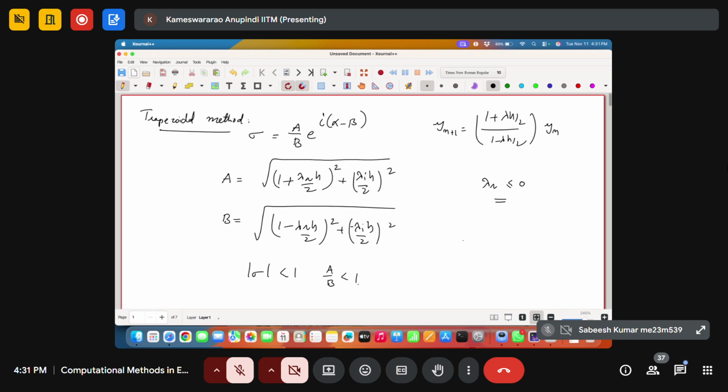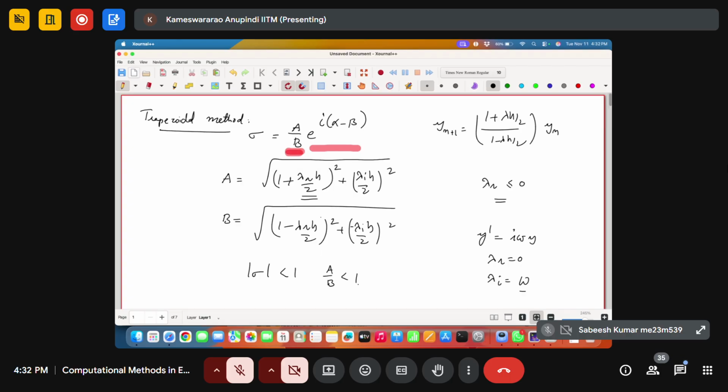But now we want to look at purely imaginary lambda. That means we want to see y prime equals I omega y. So in this case lambda r equals 0 and lambda I equals omega. So this is just omega, right? We know that A by B controls the amplitude, and e to the power I alpha minus beta controls the phase, correct? So when lambda r equals 0, what is A by B?